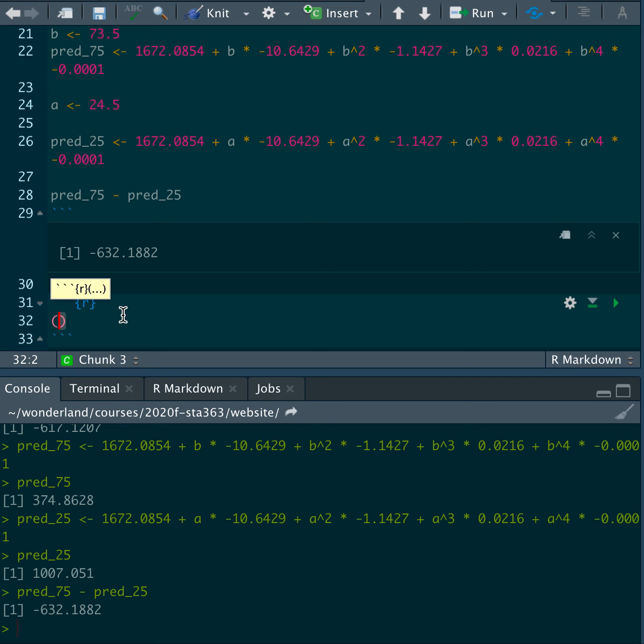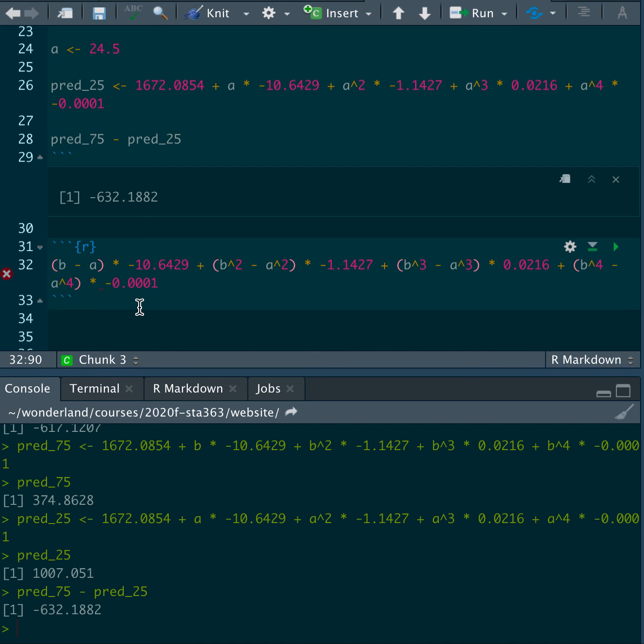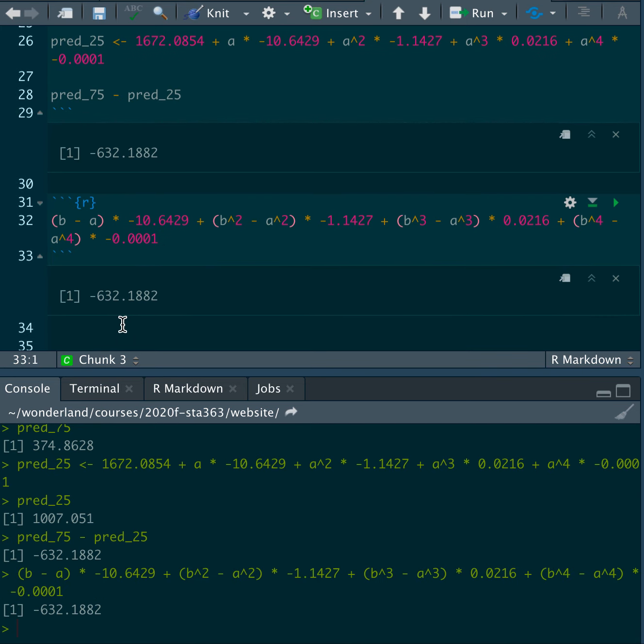Instead of writing 2 equations, I can do b minus a times this linear coefficient here, so the negative 10.6429, plus, and then I'm going to take b squared minus a squared times the coefficient for the squared term, plus b cubed minus a cubed times the coefficient for the cubed term, plus b to the 4th minus a to the 4th times this coefficient, the 4th beta coefficient for that to the 4th. And so you'll notice I get the exact same answer there, and that's exactly what I was hoping.